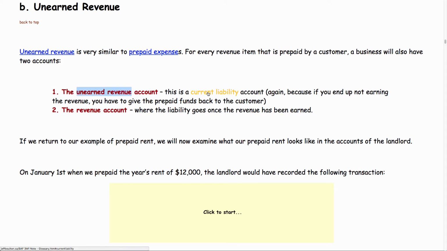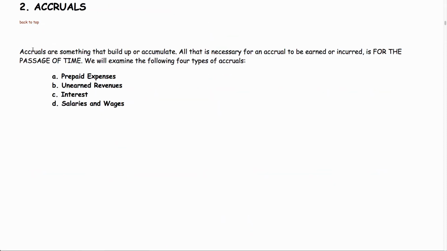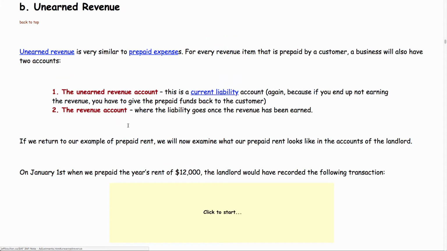And as time passes, because if you recall, all that's necessary for an accrual to build up and have to be recognized is the passage of time. So unearned revenue is a current liability. And then as time passes, you remove the current liability and turn it into revenue. The landlord, for example, has earned the revenue because they've provided their premises for a month.